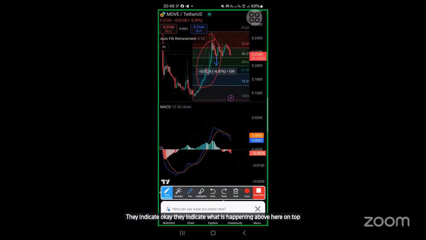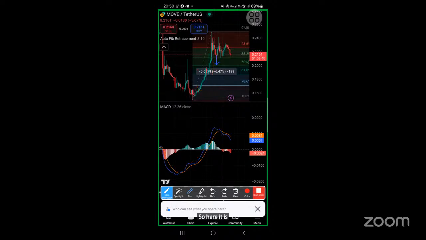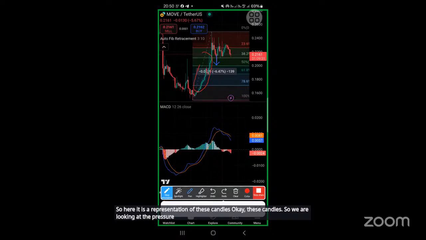I was saying that when you see the green histograms, it means that the MACD line has crossed the orange line and it is moving above it. So here it is a representation of these candles. We are looking at the pressure that is above here.